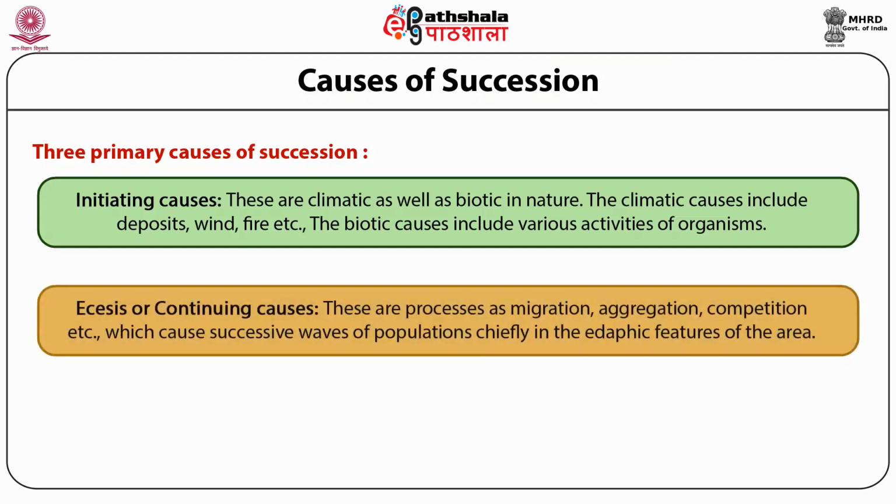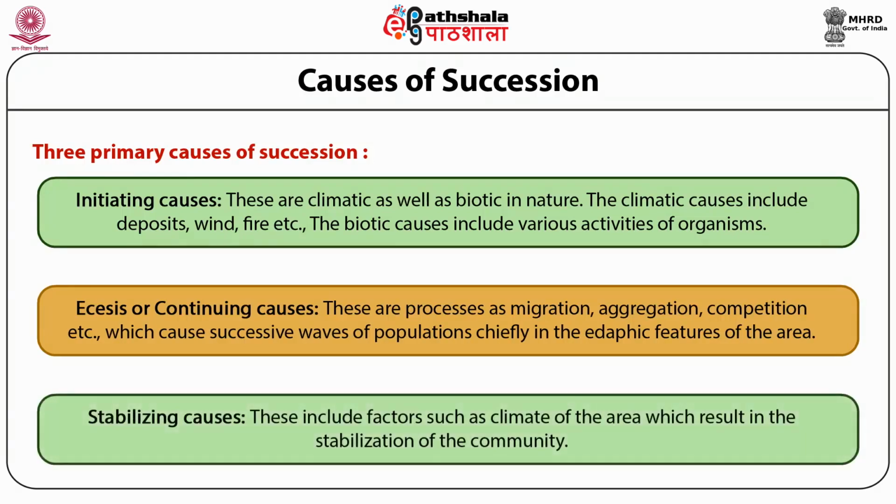Second is ecesis or continuing causes. These are processes such as migration, ecesis, aggregation, competition, reaction, etc., which cause successive waves of populations as a result of changes, chiefly in the edaphic features of the area. Third is stabilizing causes. These include factors such as the climate of the area, which results in the stabilization of the community.